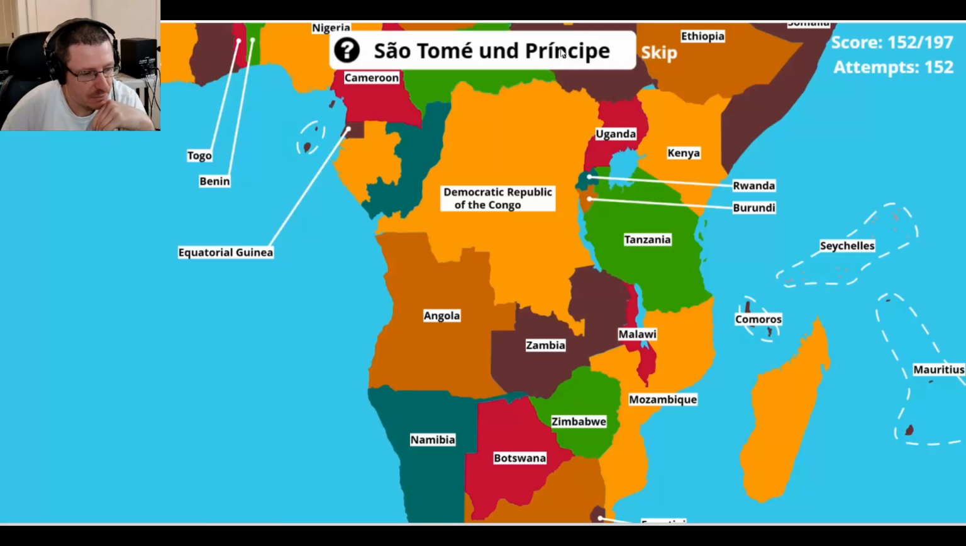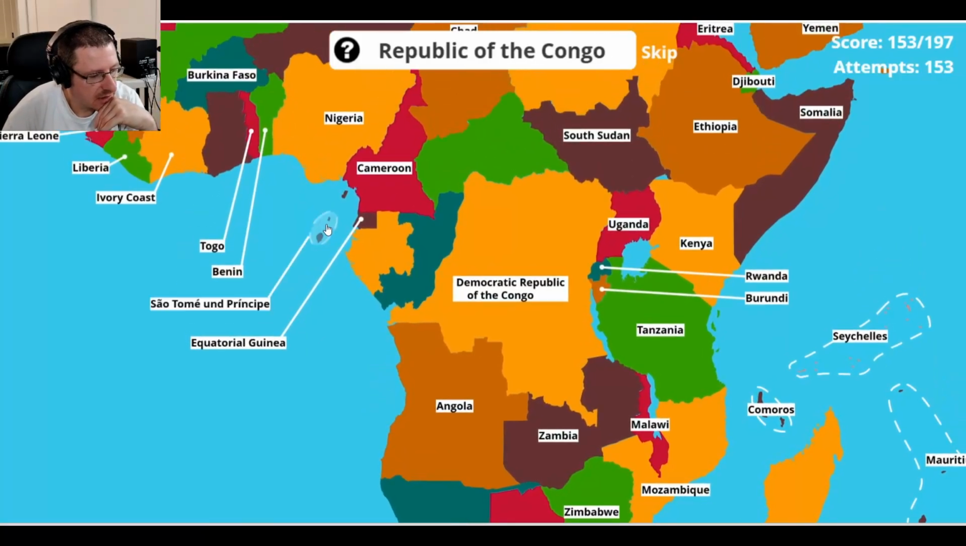Sao Tome and Principe. This is a hard one to pronounce. It's right here. If Seychelles is the smallest country in Africa, Sao Tome and Principe is the second smallest. Republic of Congo is right here, or just Congo. The deepest river in the world is the Congo River, and it flows through here.